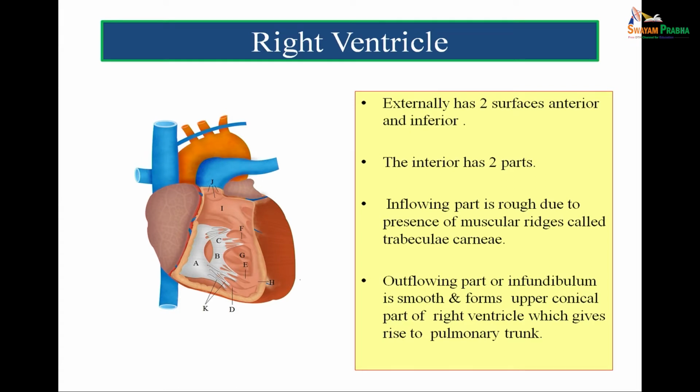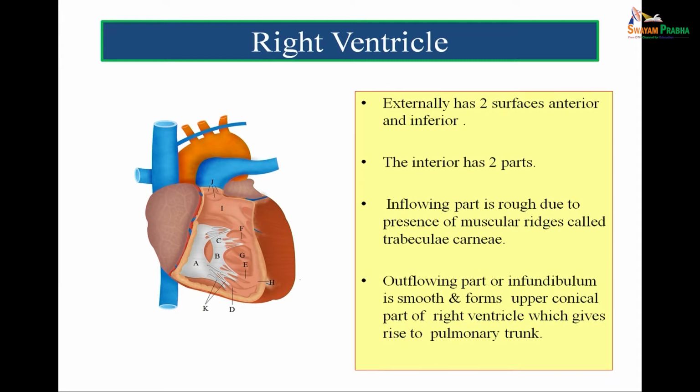So, this is the figure showing the interior of the right ventricle. Again, it is very important to understand the morphology of the interior of the right ventricle. Externally, the right ventricle has got two surfaces, anterior and inferior, while the interior has got two parts, inflowing part which is rough, and it is rough due to the presence of muscular ridges which are called trabeculae carneae. So, G is showing the trabeculae carneae, and the outflowing part or the infundibulum is smooth.